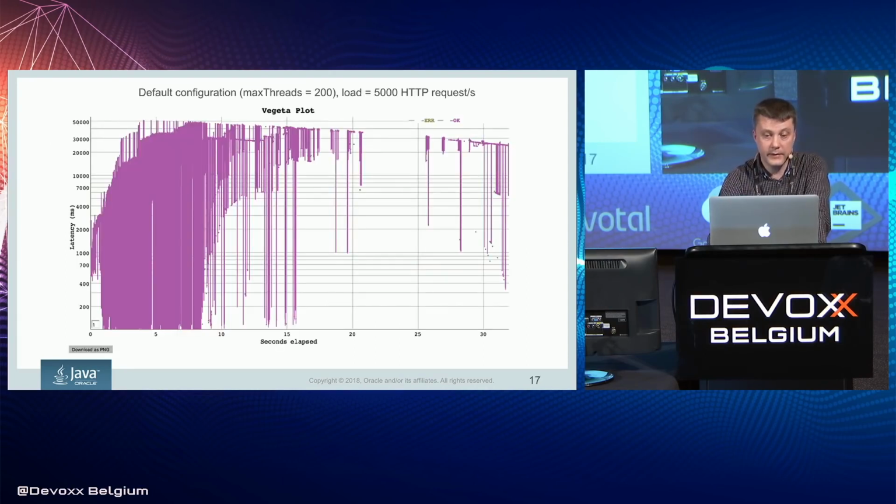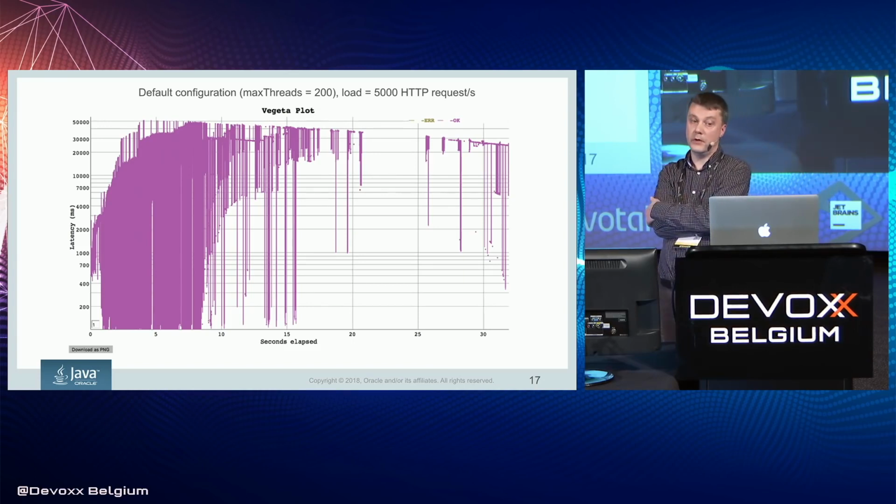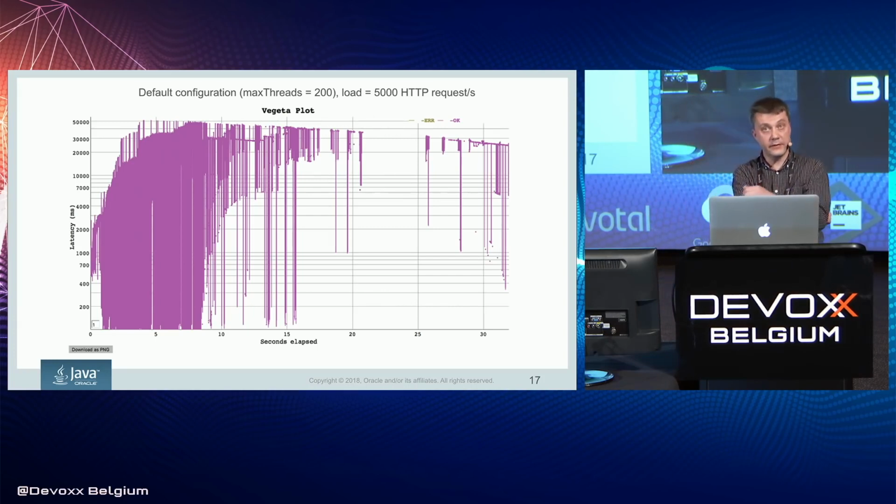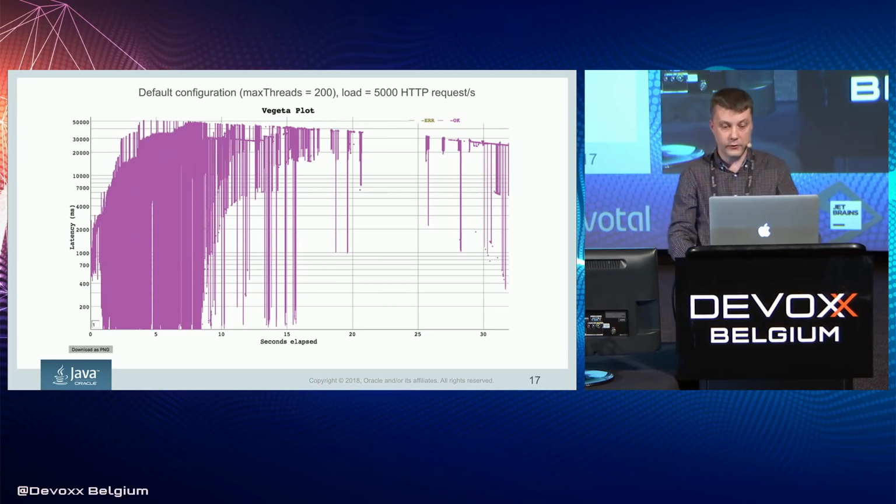So let's look at the horrible slide that we get when we actually run and we throw a load generator at it. So this is a graph using a load generator that's generating a load of about 5,000 HTTP requests per second. The way to look at this graph is on the x-axis is time. So this is a 30-second duration run. The y-axis is the latency, and it is horrible.